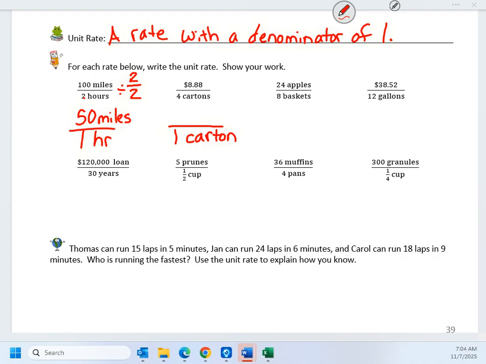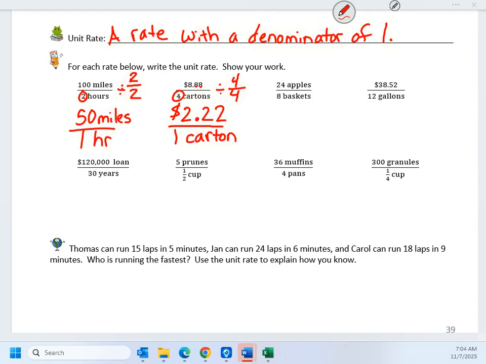How do I go from 4 down to 1? I am going to divide it by that 4. 4 divided by 4 is 1. Whatever I do to the bottom, I have to do to the top. So I have $8.88 divided by 4. So that gets me 8 divided by 4 is 2. So it is $2.22 for 1 carton.